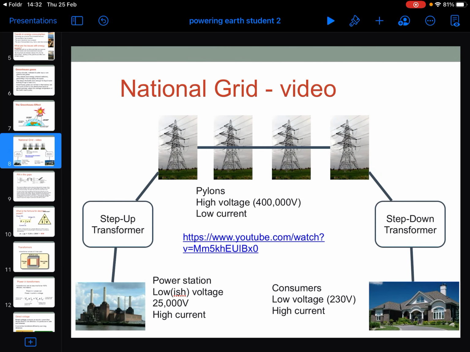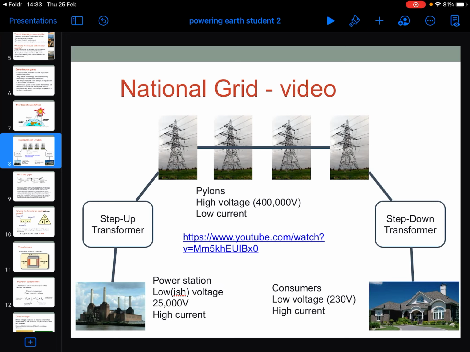Nice and easy. So now let's look at how electricity that is generated in a power station gets to our house. And this is the national grid. On the left-hand side there, you can see a power station. I've put low-ish voltage. If you just remember the fact it's low voltage, that's brilliant.